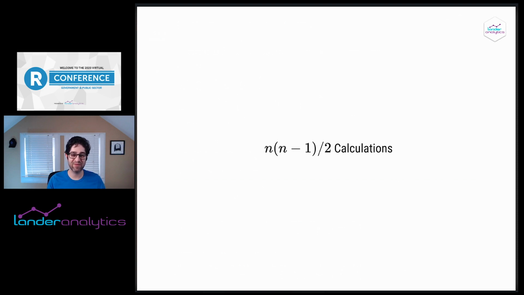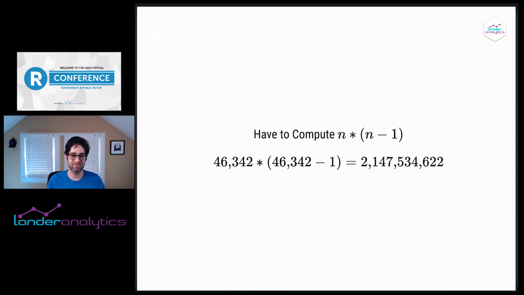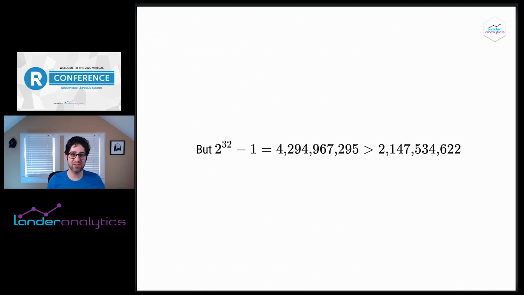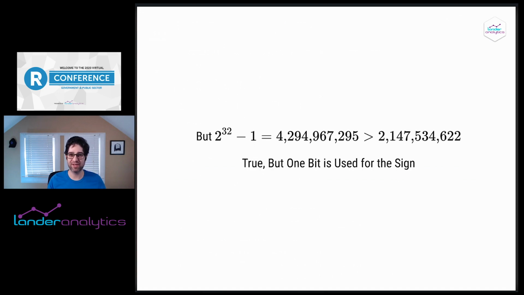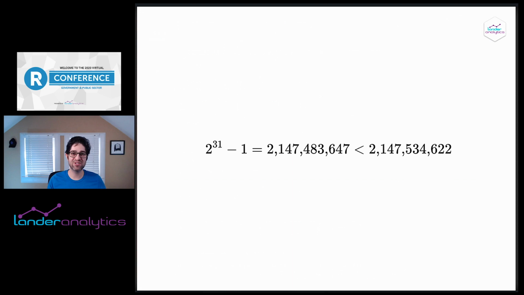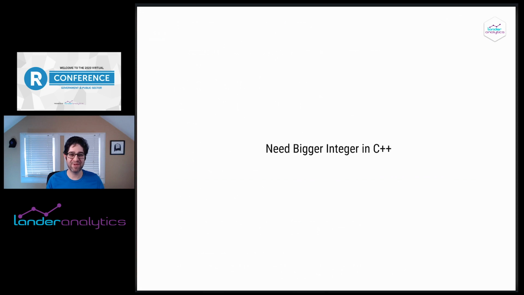In order to figure out this number, we first need to compute n times n minus 1 in memory. So at 46,342, this comes out to be 2,147,534,622. And you could be thinking, is this bigger than a 32-bit integer? But 2 to the 32 minus 1 is bigger than this number. So what's the issue? That's because we use one of the bits for the sign to tell us if the number is positive or negative. So we really only have 2 to the 31 minus 1, which is smaller than our number. So we need a bigger integer in C++.